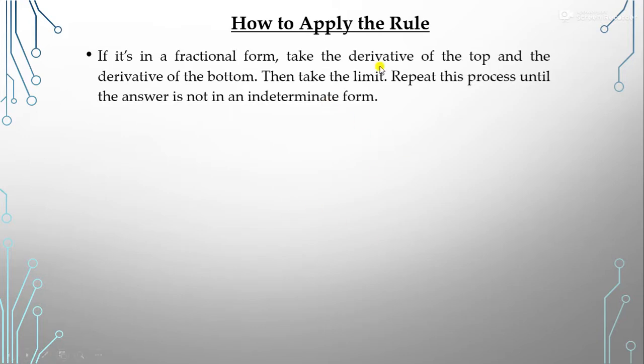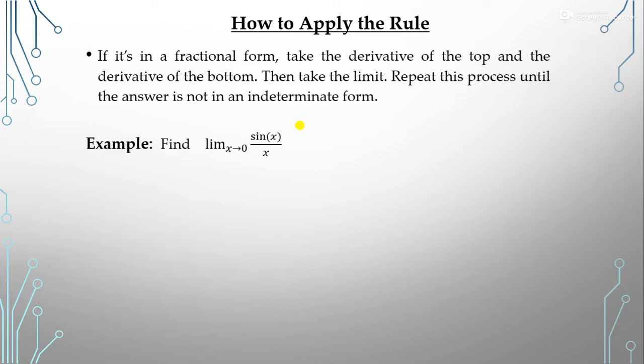Now, how to apply the rule? If it's a fraction form, take the derivative of the top and the derivative of the bottom, then take the limit. Repeat this process until the answer is not in an indeterminate form. What is the process? When you differentiate the numerator and denominator, then you apply your substitution method. But if again you get an indeterminate form, you have to apply the L'Hospital rule again, differentiating the numerator and denominator separately, then apply substitution, until you get the value of the limit.